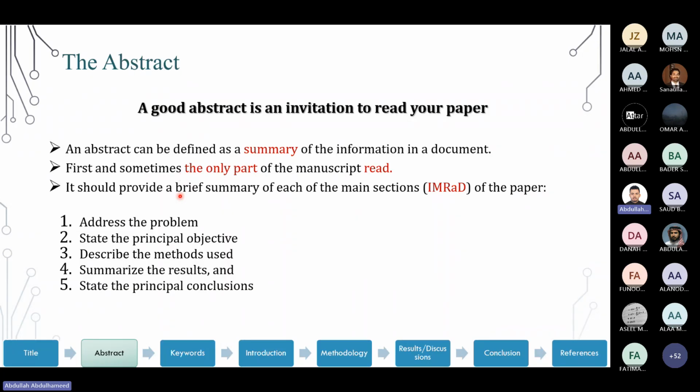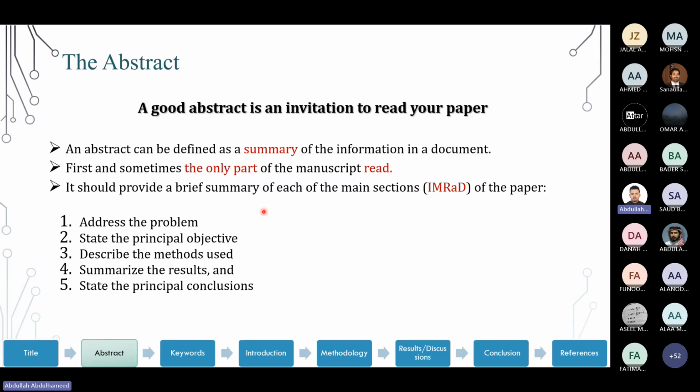Another thing, it should provide a brief summary of each of the main sections. If you still remember in the second slide, I mentioned what we mean by IMRaD, which is introduction, methodology, results, and discussion. The abstract basically contains these things, but summarized. We summarize the introduction, we summarize the methodology, we summarize the results and discussion. All these elements are summarized in the abstract.